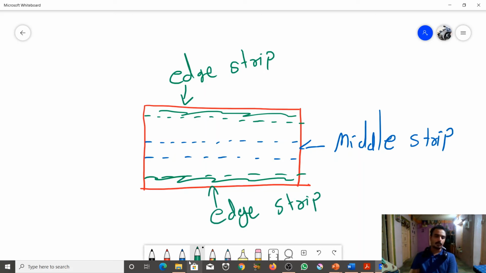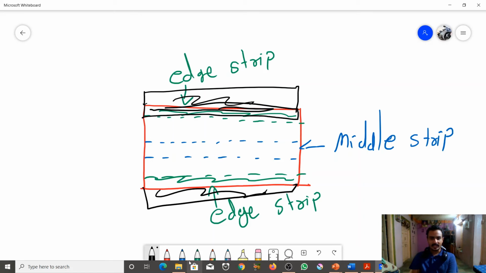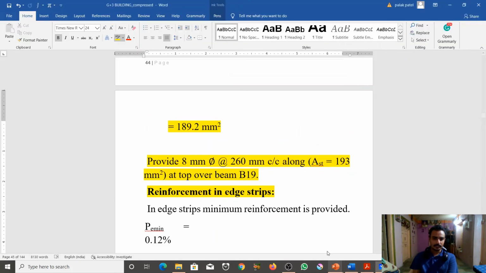Edge strip is not like a beam here. It's the interior of the slab. Your beam is here. From the beam, the interior of the slab is called the edge strip. So we are going to design the edge strip here.